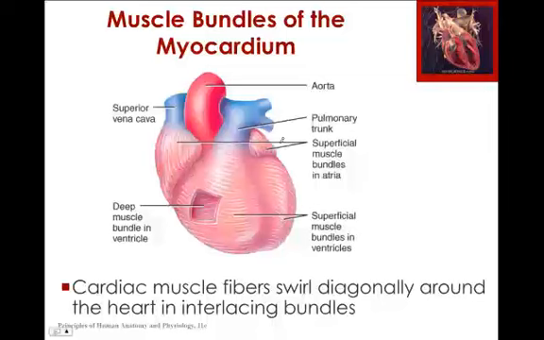When you look at the myocardium, again, the myocardium consists of all of these muscular bundles of cardiac muscle, and the cardiac muscle fibers kind of swirl diagonally around the heart in these interlacing bundles. That's really important again for the contraction of the atria and then the ventricles as what we're going to call a syncytium, all as one. We'll talk a little bit more about this when we get into the atrioventricular contraction.